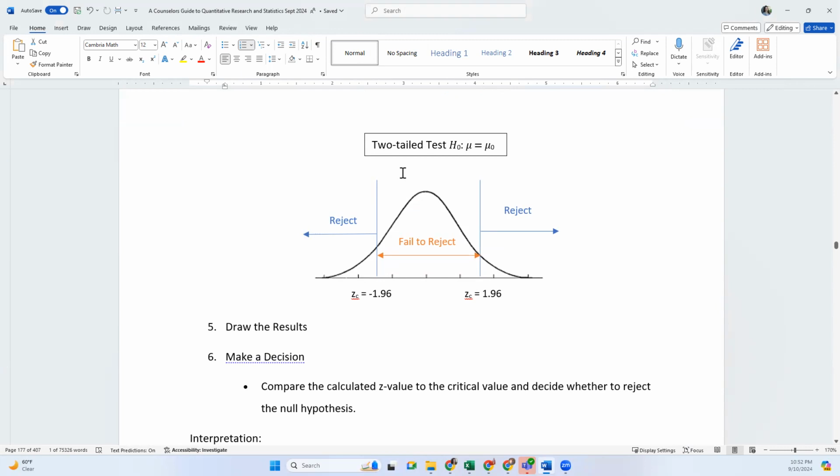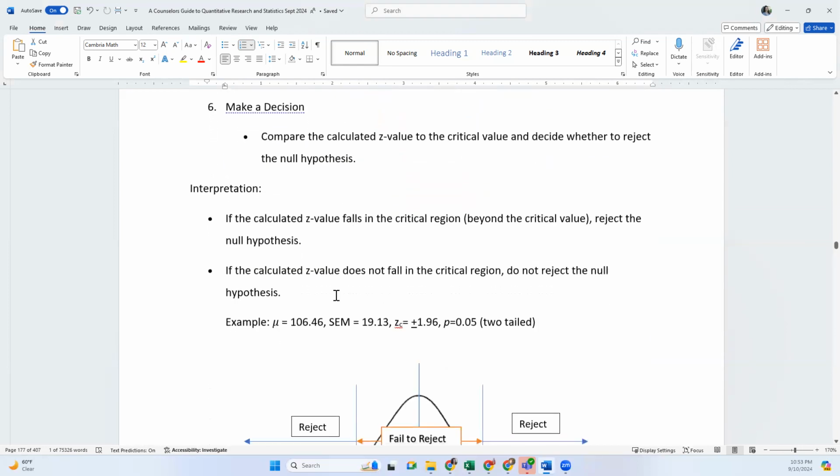So I'm a football fan. I like it when we get a field goal. And so I always think about these as kind of like goalposts. And when I'm in statistics, if my ball goes between the goalposts, I'm going to fail to reject. If my ball goes outside, I'm going to reject the null hypothesis. So that's just the way I remember it.